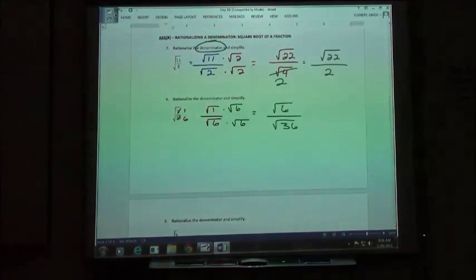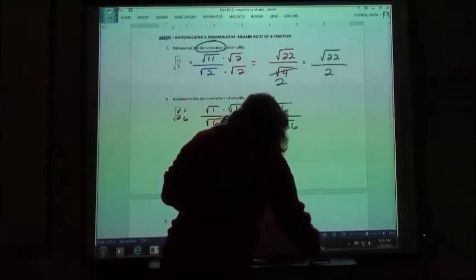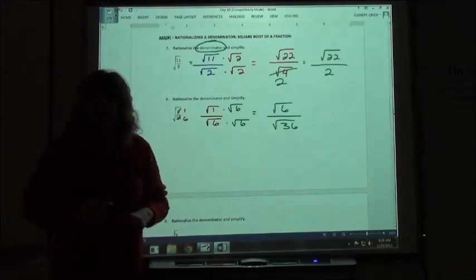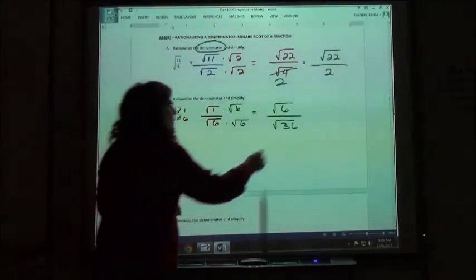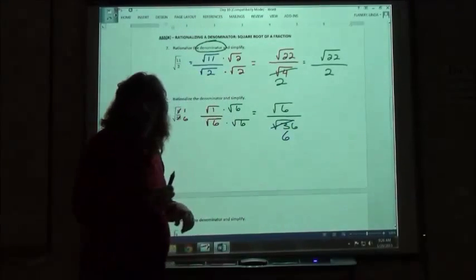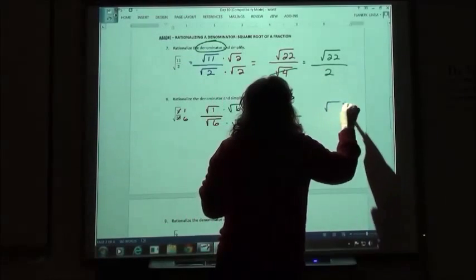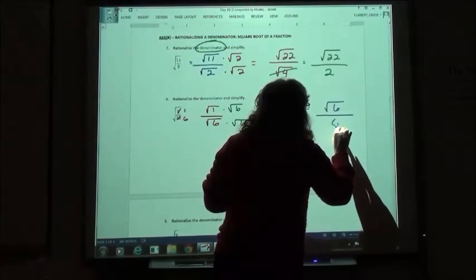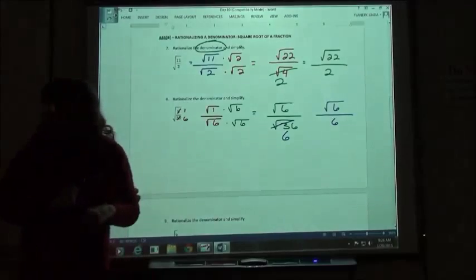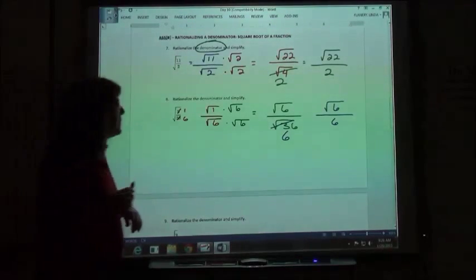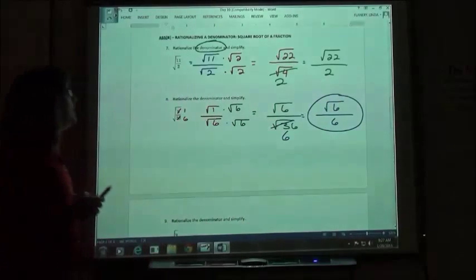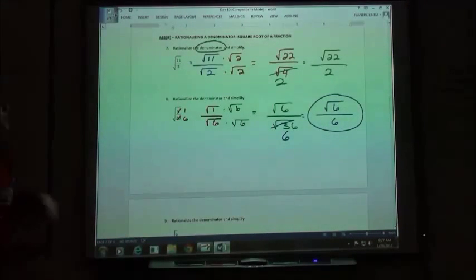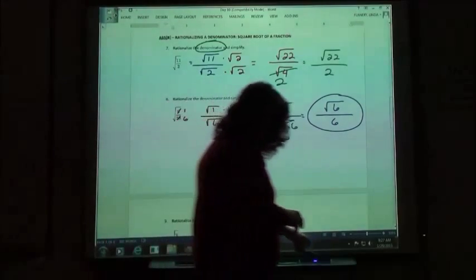Now again on this one we can't simplify the top, but we can simplify the bottom. The square root of 36 is 6. Not under a square root anymore. So the top is under the square root, we have the square root of 6, but the bottom is just the nice plain whole number 6. And that's what they mean by rationalizing the denominator, getting that square root off the bottom number.